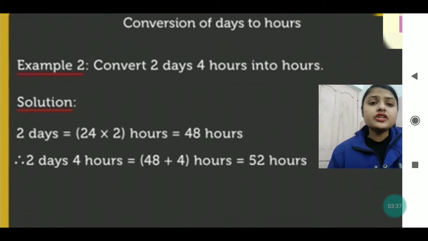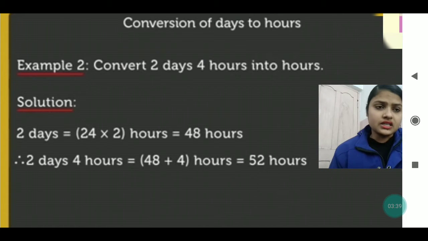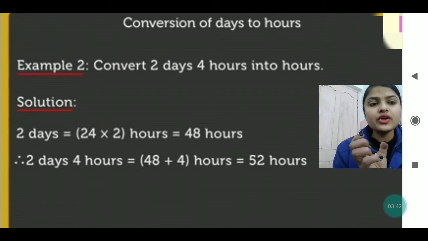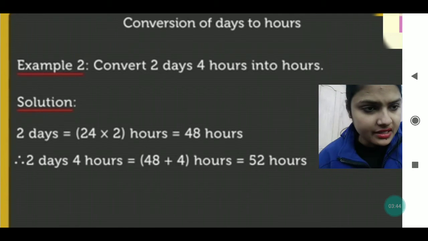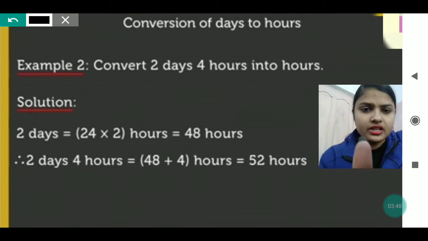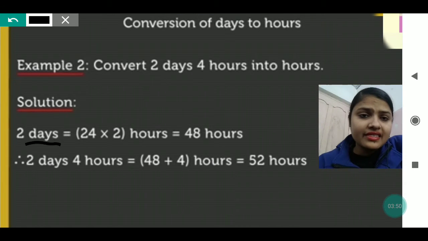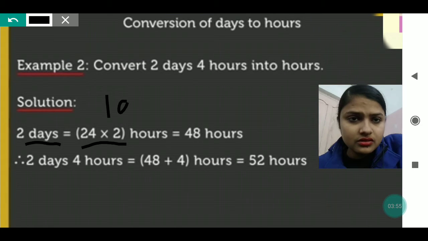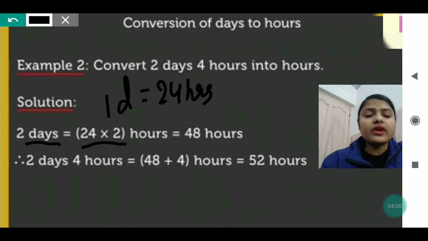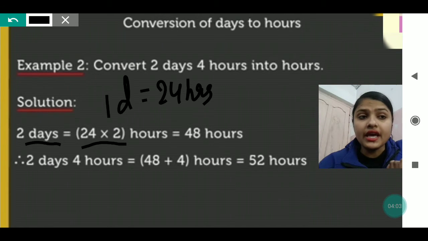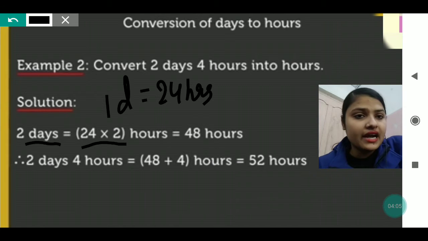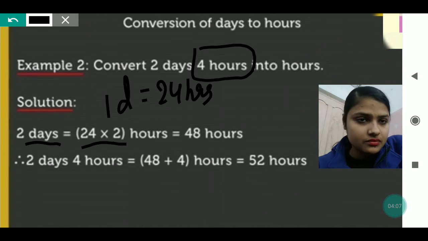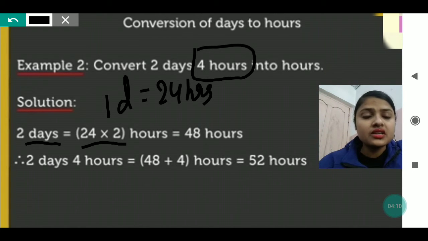See. Convert 2 days and 4 hours into hours. Again the same thing. Only the days you have to convert into hours by multiplying by 24. You can see how it is being done. 2 days are there and we have multiplied the 2 days with 24 because one day has 24 hours. So 24 into 2 gives us 48 hours. In that 48 hours we are adding these 4 hours, and we are getting 52 hours.